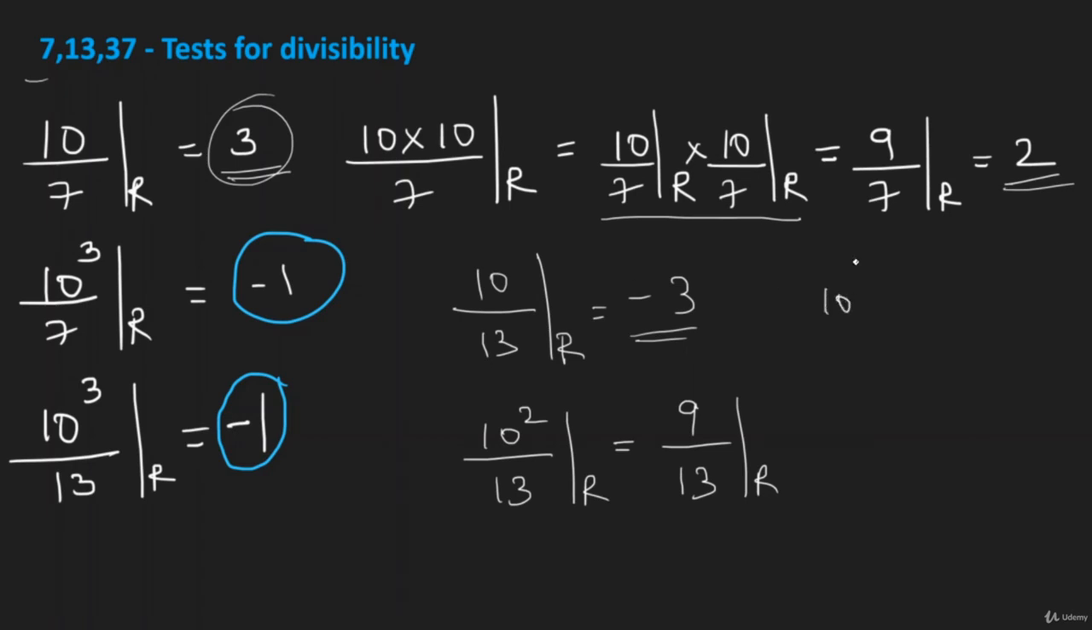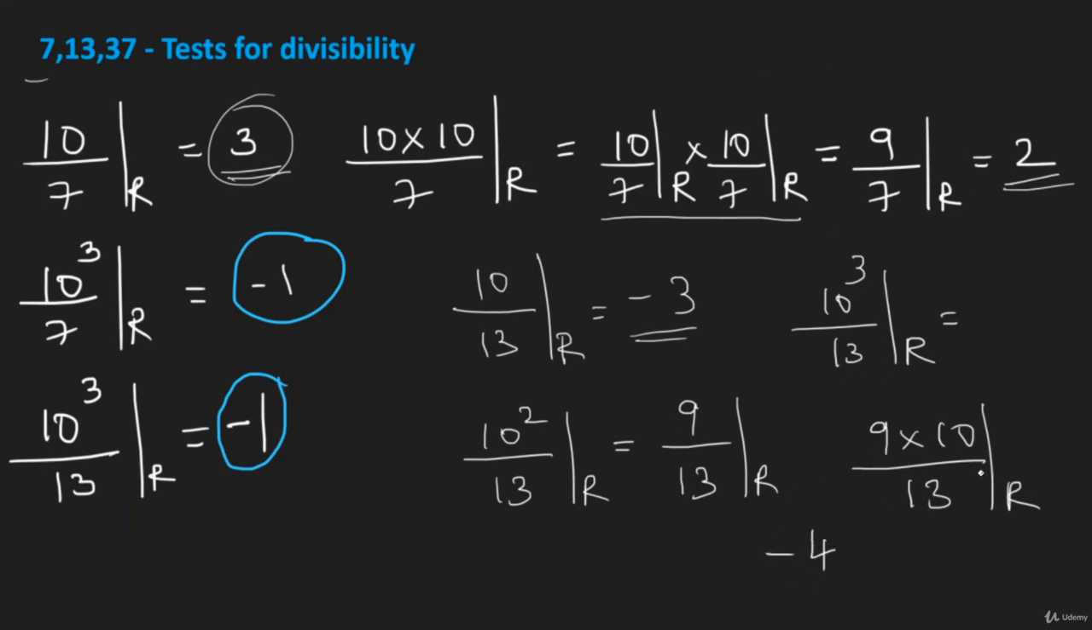And if I take 10 cube by 13, the remainder of this would be 9 into 10 by 13. You take the remainder, say 9 into 13, let that be taken as minus 4, and 10 by 13, let's take it as minus 3. So I get 12 by 13, and taking the remainder, that gives me a remainder of minus 1, right? Remainder of 12 and remainder of minus 1 is the same when the divisor is 13. We have already seen that. Alright, so make a note of it over here.